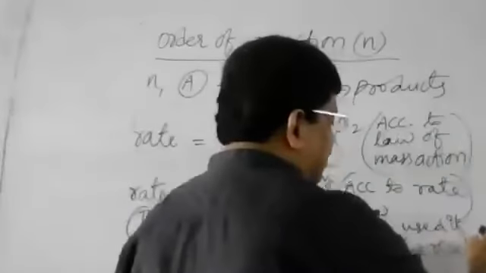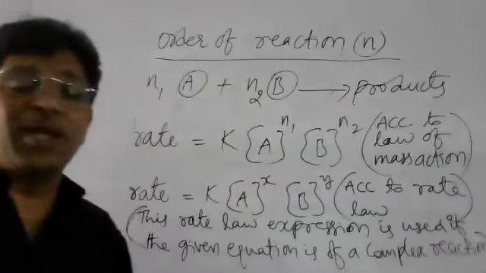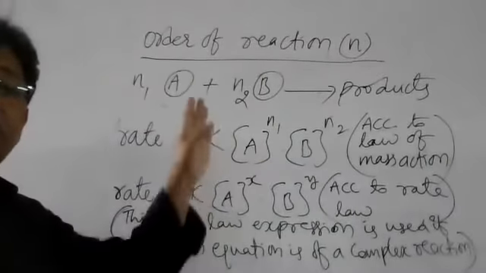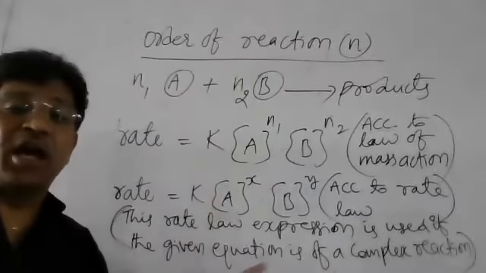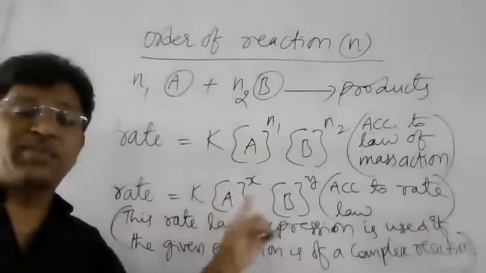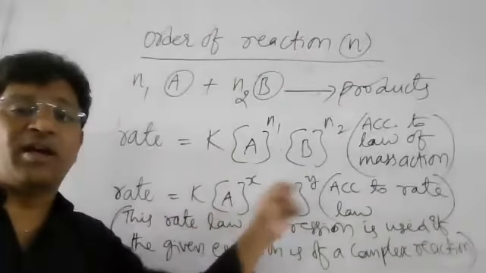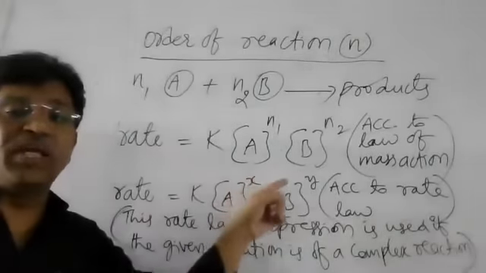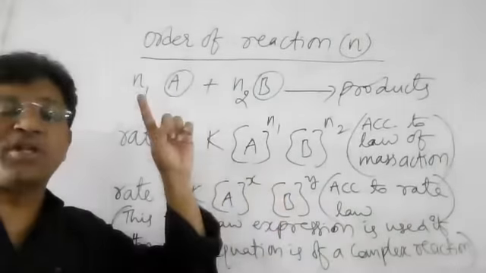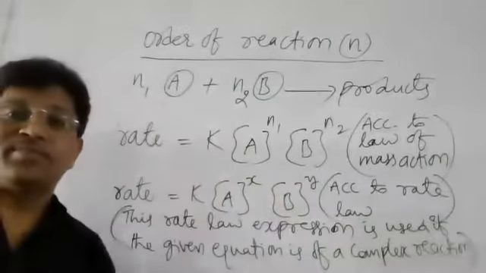Complex reaction. Is the concept clear now? So if the given reaction is a complex reaction, we have to use what? Rate law expression. According to rate law, these powers x and y will not be equal to the stoichiometric coefficients of reactants.